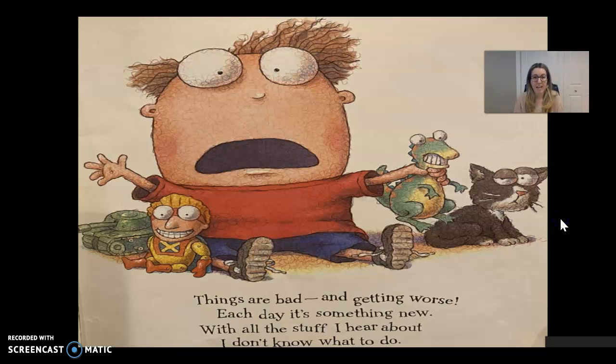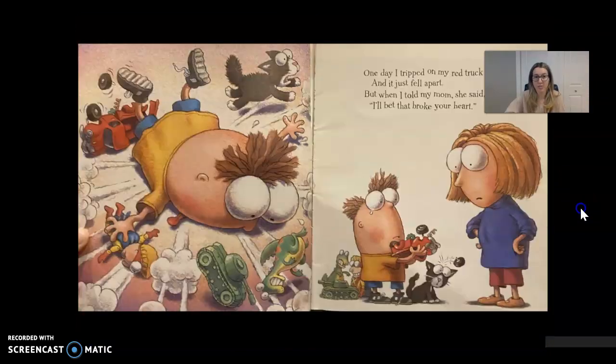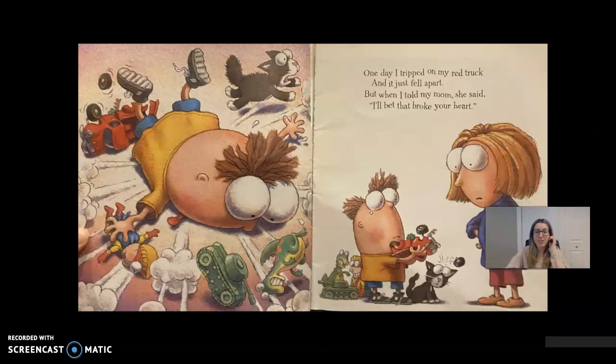Things are bad and getting worse. Each day it's something new. With all the stuff I hear about, I don't know what to do. One day I tripped on my red truck and it just fell apart. But when I told my mom, she said, "I'll bet that broke your heart."